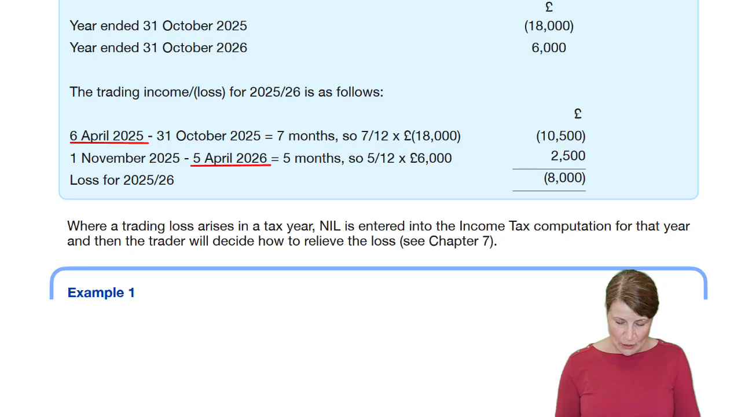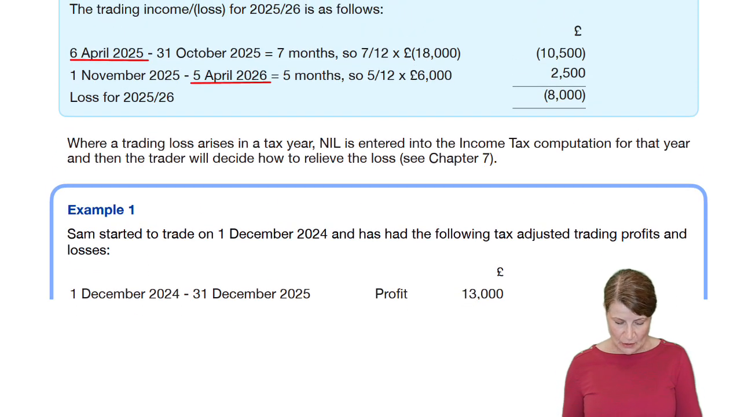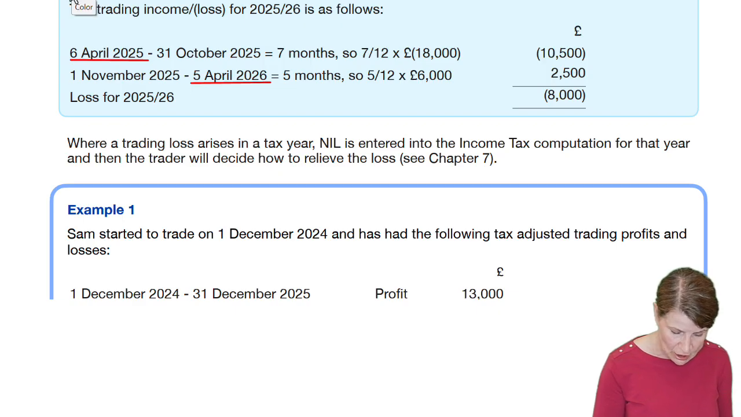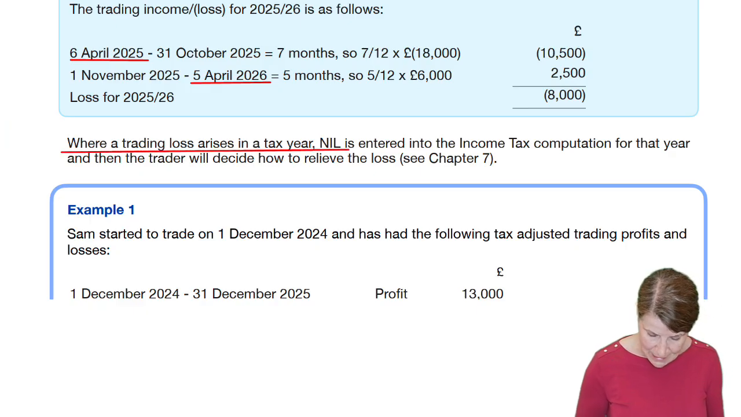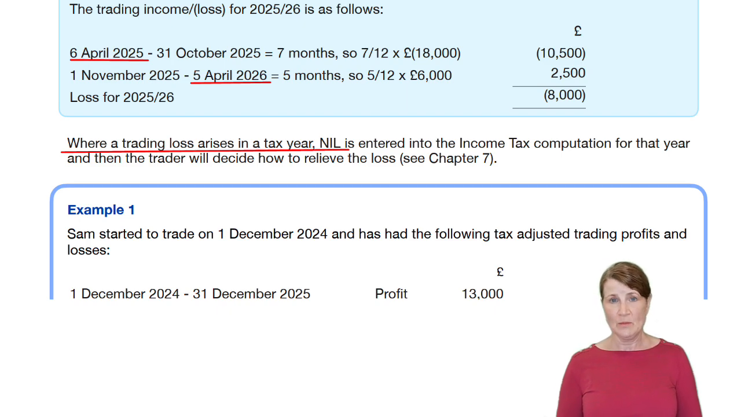Now, we're going to have a look at losses in the next chapter, but where we've got a trading loss that arises in a tax year, we will see in a later chapter that the amount that goes to the income tax computation for that tax year is nil. We always put nil, don't put a negative figure under the heading of trading profits. And then we're going to have a look at how we're going to relieve that loss. And that is something that we're going to cover in a later session.